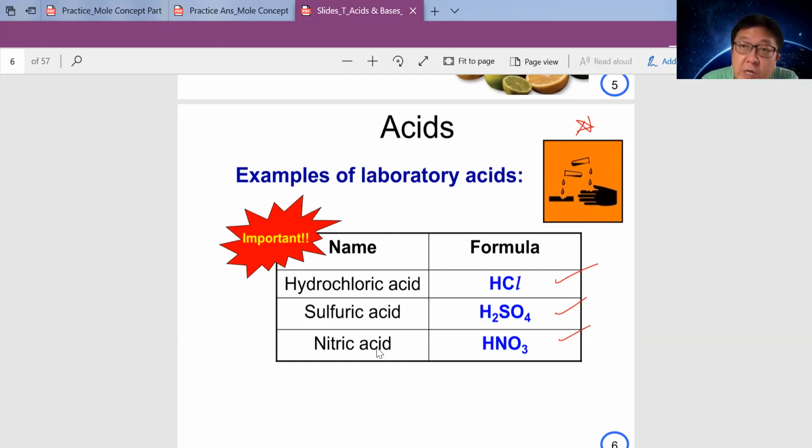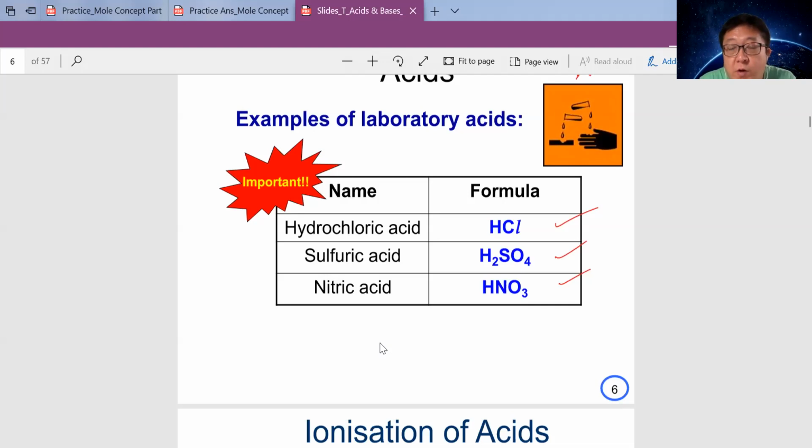Okay, just to share with you, the dilution of acid is done very differently from the dilution of other substances. This acid, when you dilute, what do you think will happen? What do you think is the process that we do for dilution?